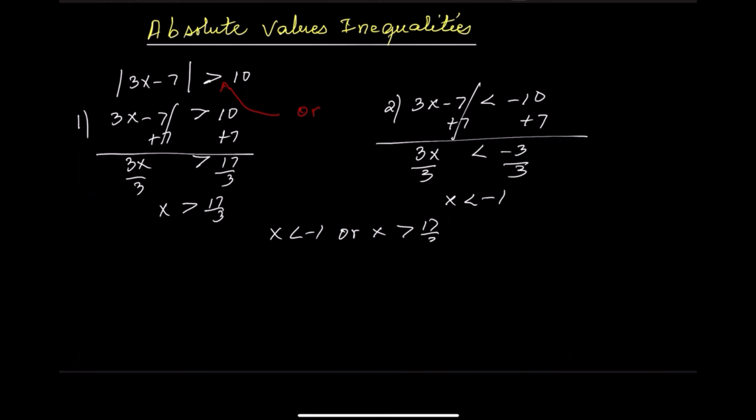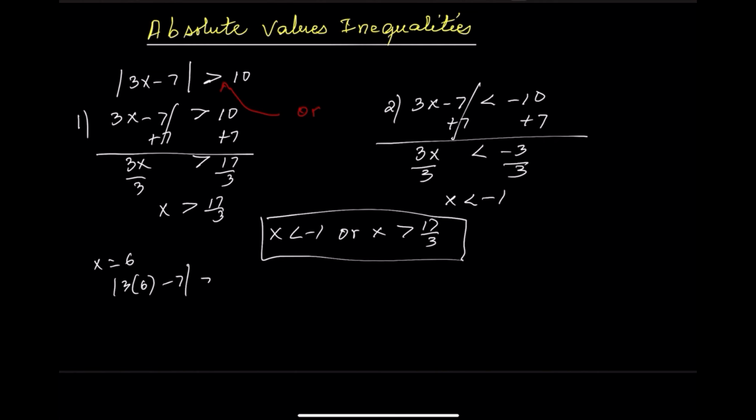And if you want to, you can check your answers. For instance, let's pick a number that's greater than 17/3. That's a little more than 5.5. Let's use 6. Plugging in 6 into the expression, we get 3 times 6 minus 7. So that's 3 times 6 is 18. Then 18 minus 7 is 11. So now we have the absolute value of 11 is greater than 10. Since 11 is greater than 10, the statement is true.